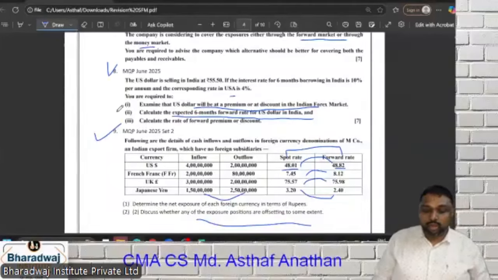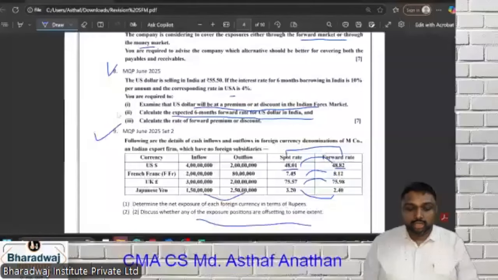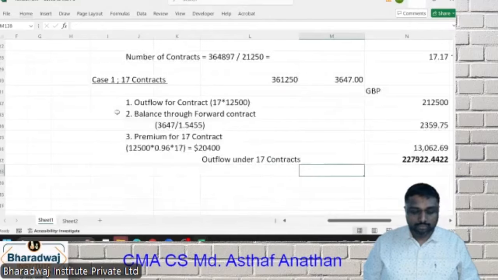What is proving it by the second part? That is, we can find the forward rate after 6 months, so that you will get better clarity. So with your permission, we will start.